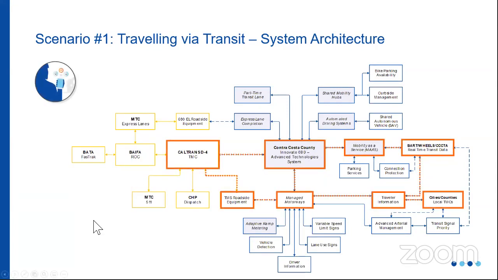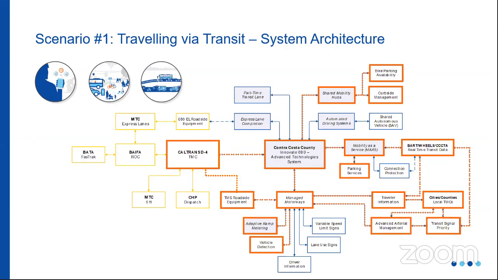I'm just going to give you a couple of examples of the systems that need to talk. In order for that bus to know that it was congested on the freeway and they should be taking the part-time transit lane, they're going to need information from the Caltrans District 4 TMC. That TMC is going to require having information from the roadside equipment.